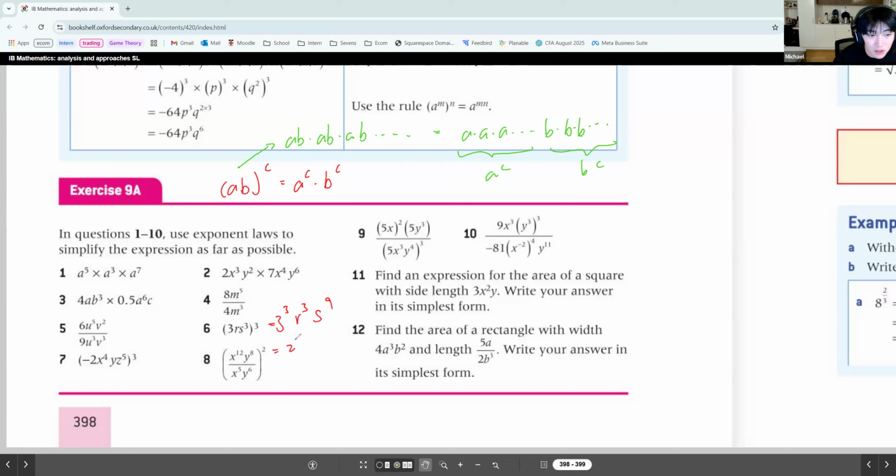And then that becomes 27 r3 s9. Okay, Ryan, you got that one correct. And then I believe Hannah or Adriana, one of you wrote 9. Oh yeah, Hannah, you wrote 9 instead of 27.